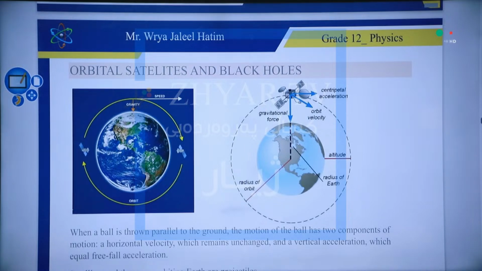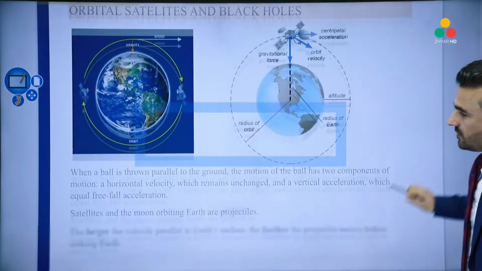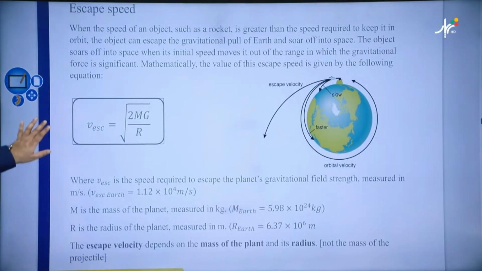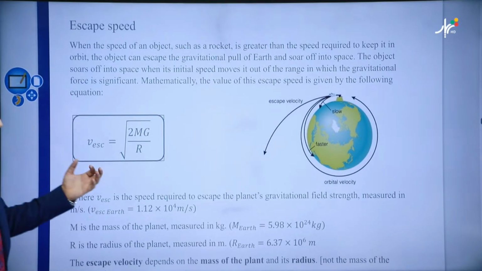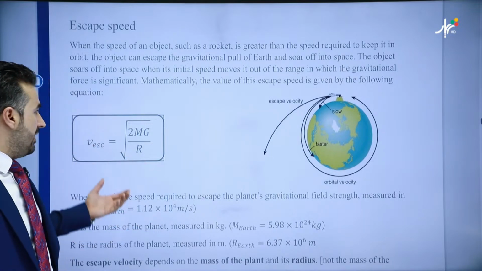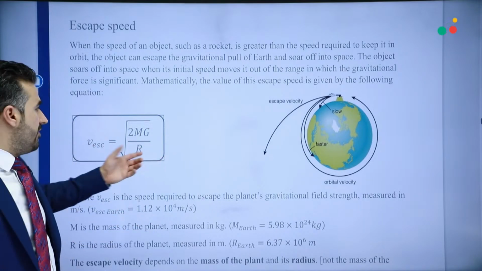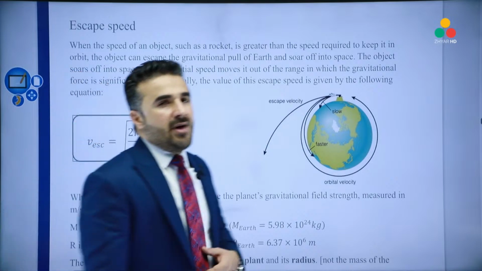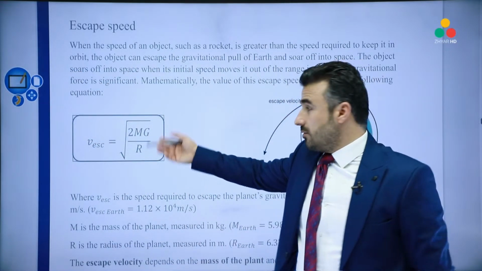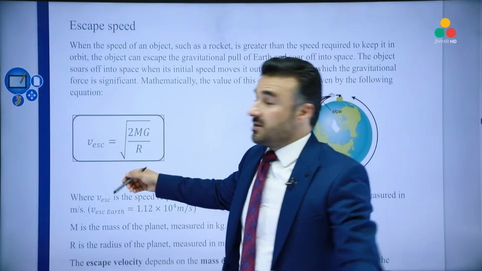orbital satellites and black holes are in here. And of course, we're not going to cover this, but there's one thing I want you to know, and that is, of course, the escape speed. Remember, if you want to find the velocity, or we call it escape speed, we have an equation to find that. Of course, that is the square root of 2 times the mass of the planet, multiplied by the universal gravitational constant, divided by the radius of the planet.